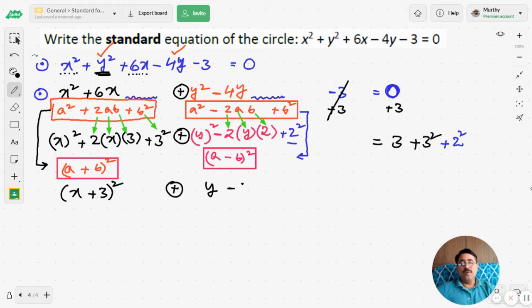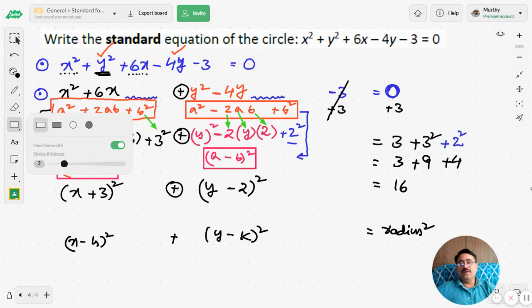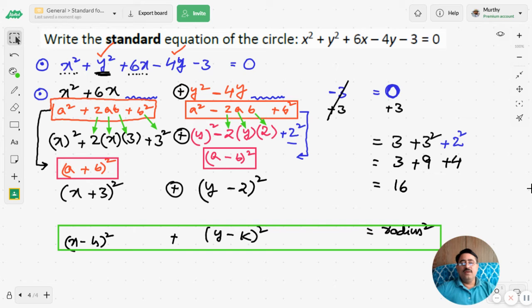Therefore, it is a minus b, therefore y minus 2 square equals to, let me really quickly compute, what is 3 square, 3 times 3, 9, 2 square, 4. You add them, you get 16. But the formula is supposed to be this way. It is x minus h square plus y minus k square equals to radius square. This is the formula you learned. Therefore, to match with this formula, I'm converting the 16 and writing it in the form of 4 square, so that I can say what the radius is. Simply it's 4. The value of 4 square gives me 16.